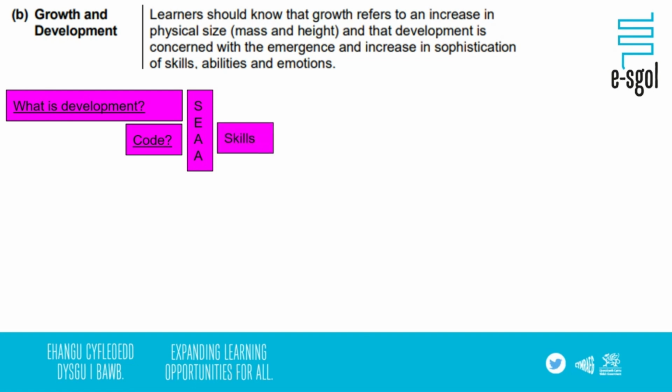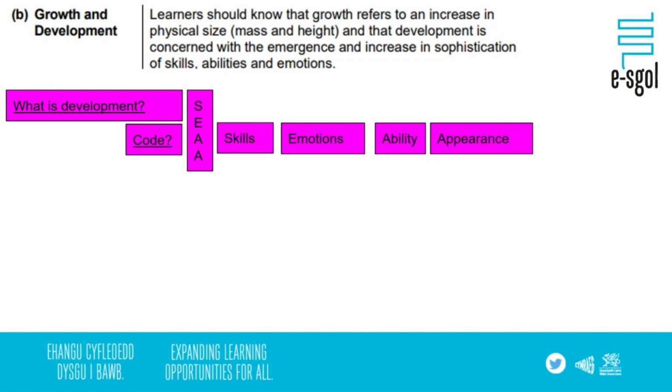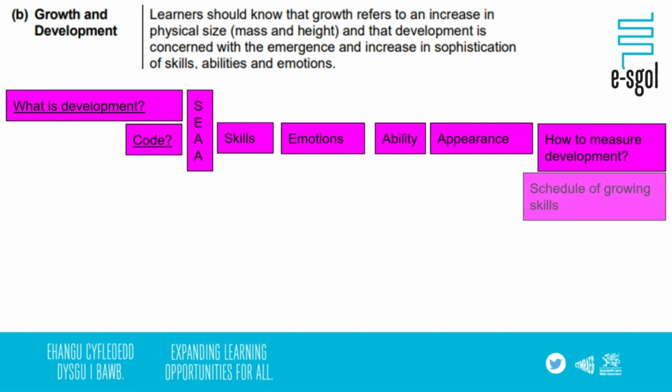Development is explained by perhaps skills development, okay, emotions developing, your ability developing, and also your appearance. Okay, so this is where the CAAA appears. Now, this way of measuring development, okay, and this is called the schedule of growing skills. Okay, so please do not get confused with the term growing. Okay, as I've mentioned in the slide previously, okay, growth is ensuring that there's a physical increase in your weight and your height. Okay, and some individuals get a little bit confused because we measure development by the schedule of growing skills. Okay, I didn't name it. It's just something that we have to measure and remember.